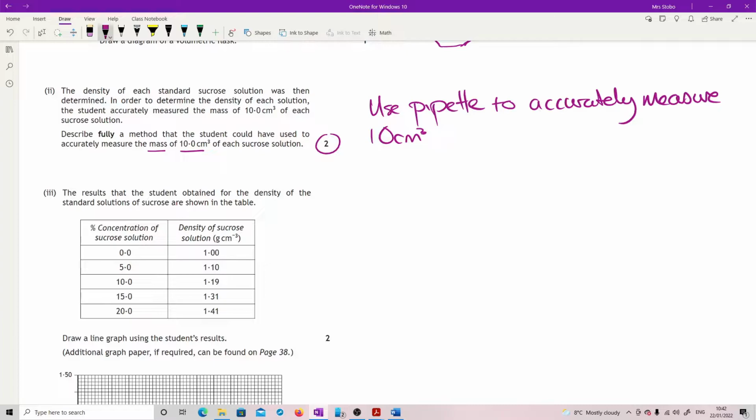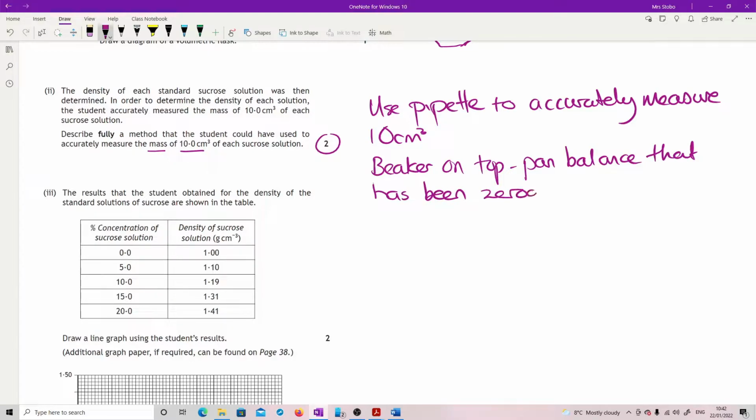And then we're going to have to measure the mass of that. To measure the mass, I'm going to use a beaker on a top pan balance that has been zeroed, or you can say tared. So you take the beaker, tare it so it reads 0, and then add in your exact 10 centimetres cubed, and it will give you exactly the mass of what that was. Or you could do mass by difference.